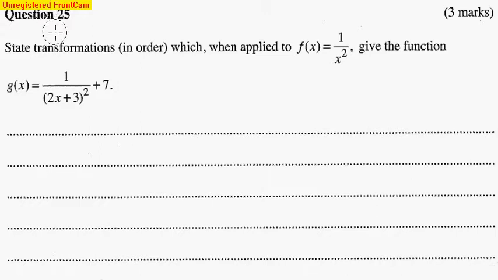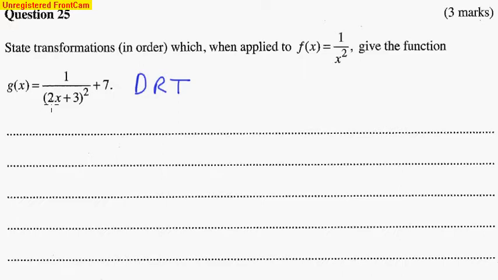Hello again. This is question 25. We have to state the transformations that when we apply them to 1 over x squared we end up with this other function. So we will do it in the order DRT, because that's the way we always do our transformations. Dilations followed by reflections followed by translations.